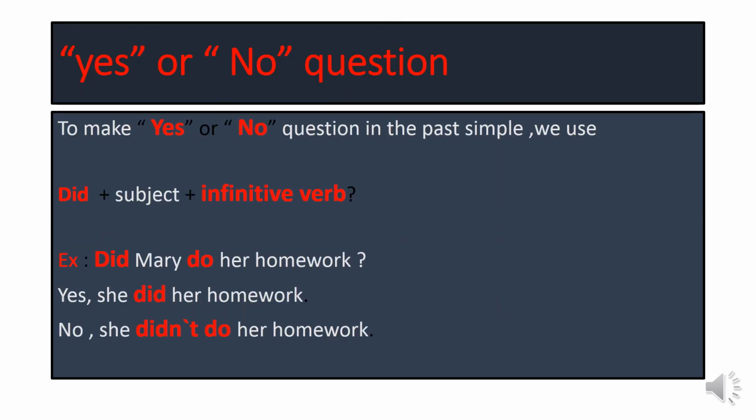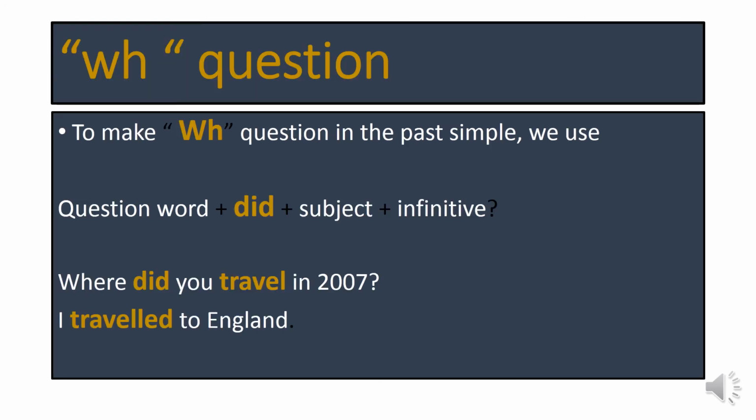To make a yes or no question in the past simple tense, we use did plus subject. As you know, subject can be noun or pronoun, plus infinitive verb. For example, did Mary do her homework? Yes, she did her homework. No, she didn't do her homework. Did, Mary is subject, do is infinitive verb.